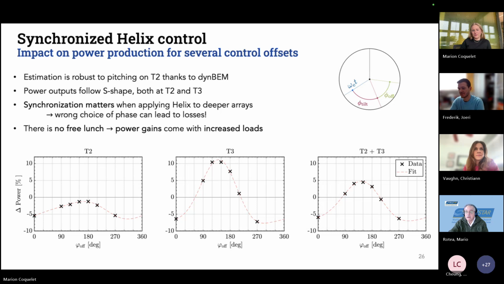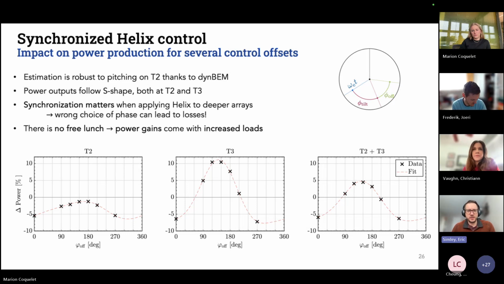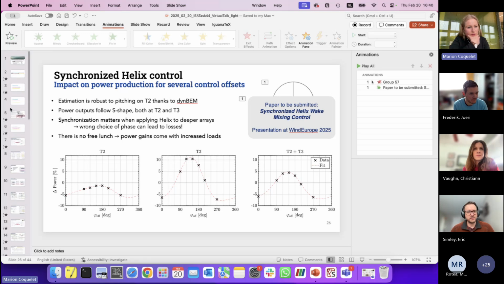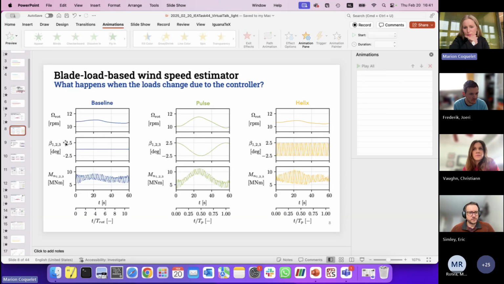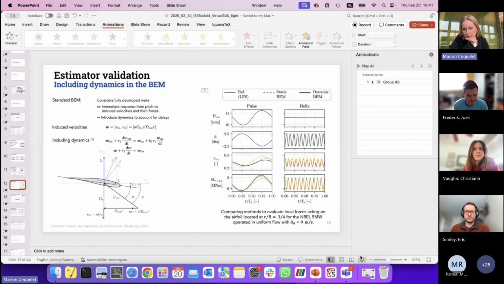Eric, go ahead. Yeah, very nice presentation. Thanks. I was wondering for the dynamic inflow model for the wind speed estimator. Maybe I missed it, but did you have to tune the time constant for that model, or just use a best practice value? No, so at first I started with the best practice value, and then I realized that it was probably not the best. So I tuned against the LES.